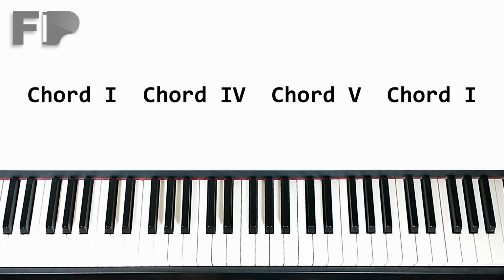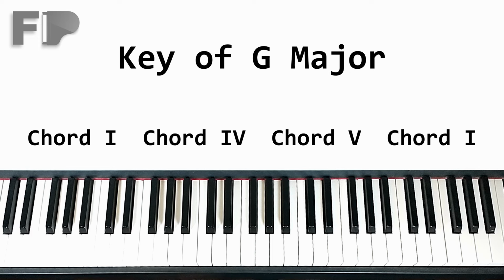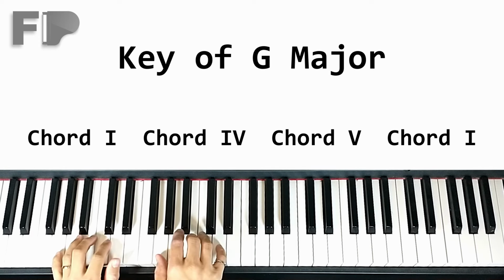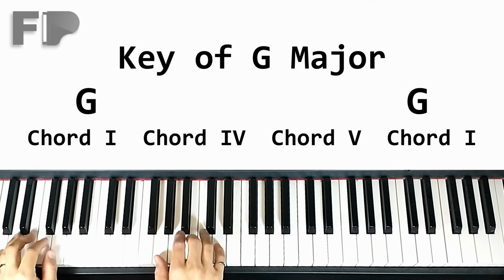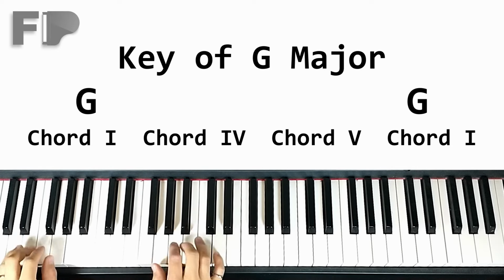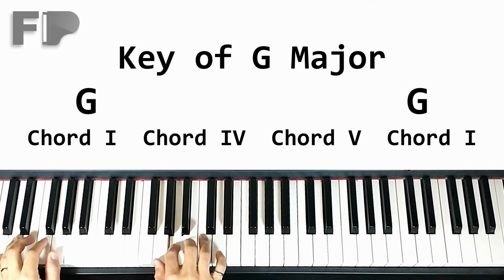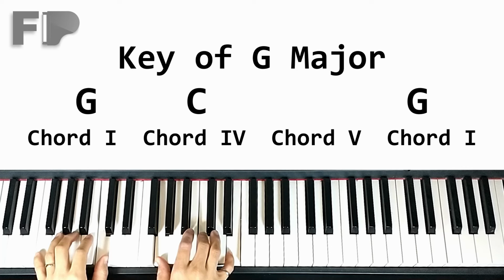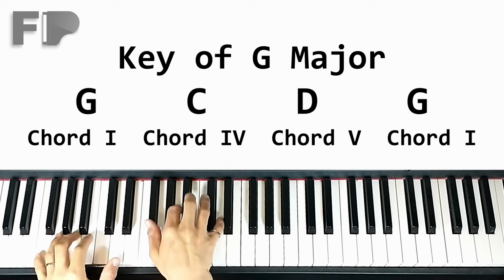If we move to the key of G, we'll just need to figure out which chords are chord 1, chord 4, and chord 5 in the G major scale. Chord 1 is G major because G is the root note of G major scale. Our fourth note is C, so our chord 4 is C major. Our fifth note is D, so our chord 5 is D major.